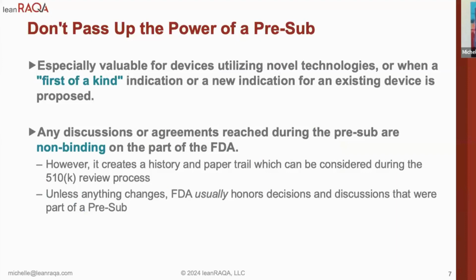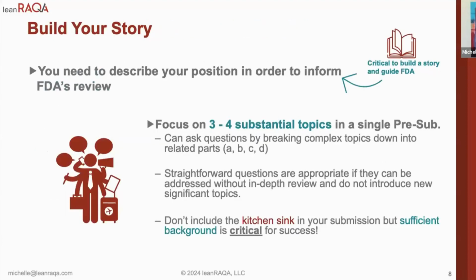And while they are non-binding, the FDA will remember them. So if you make changes between the time you do your pre-submission and the time that you go into your submission, you still need to address those questions from the pre-submission, even if they're not relevant anymore because of the changes you made to your product or indication. You need to say that and address them directly, or the FDA will ask you.